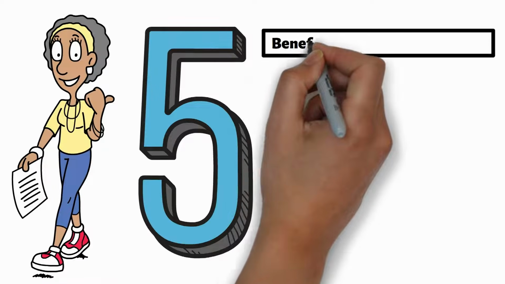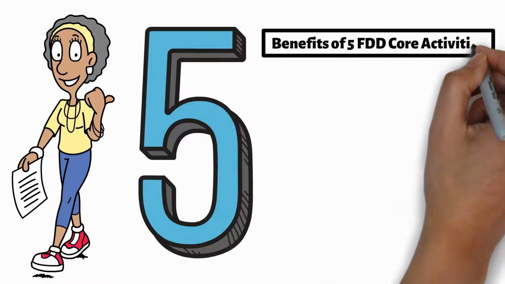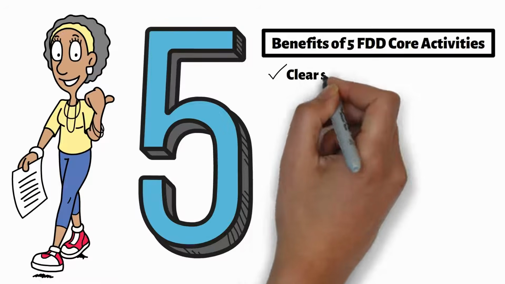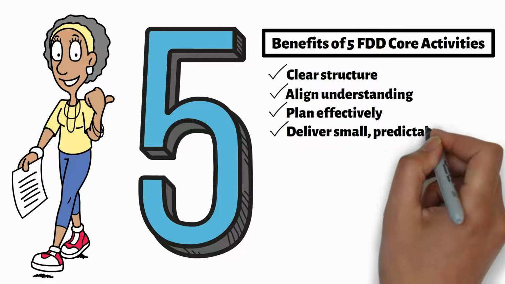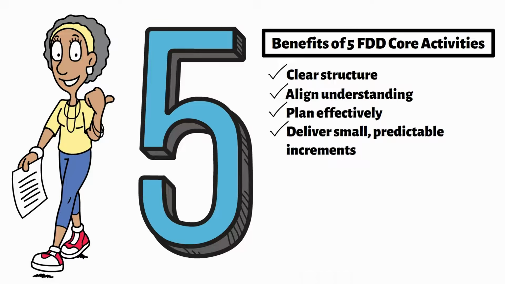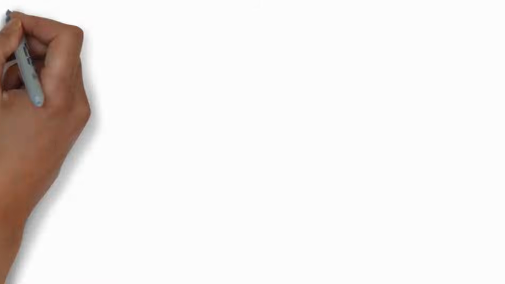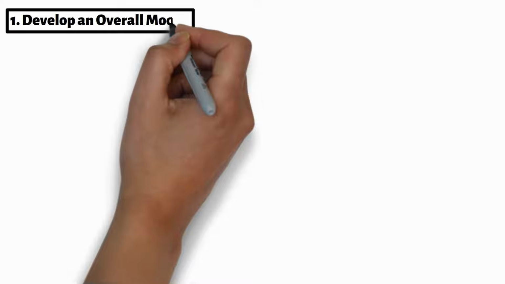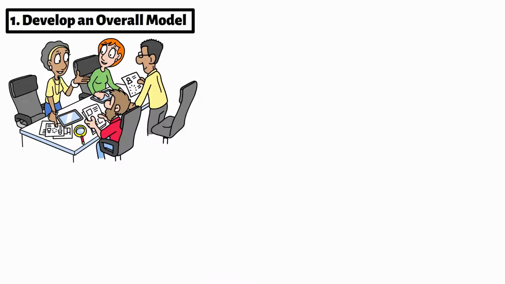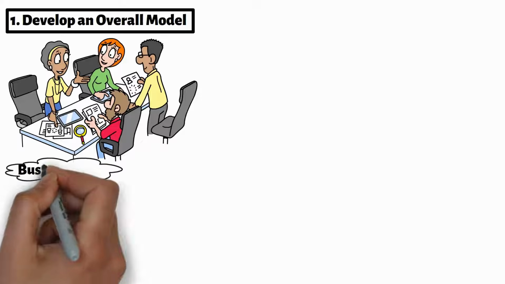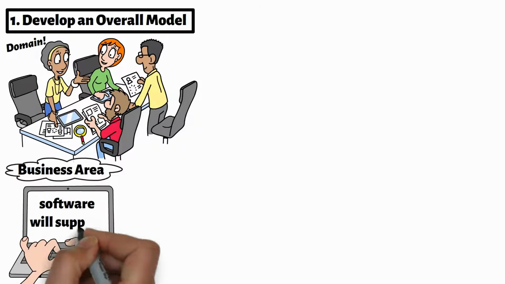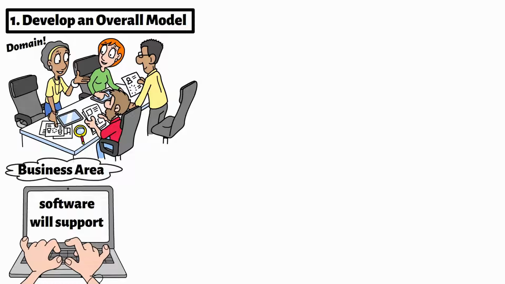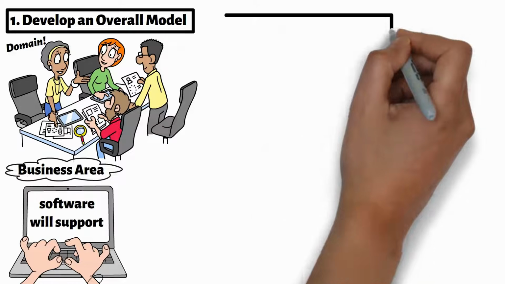Feature-driven development is guided by 5 core activities. These activities create a clear structure that helps teams align their understanding, plan effectively, and deliver software in small, predictable increments. Let's walk through each activity so you can see how the method works in practice. The first activity, develop an overall model, focuses on building a shared understanding of the business area, also known as the domain, that the software will support. The domain represents the real-world environment the system must model and manage.